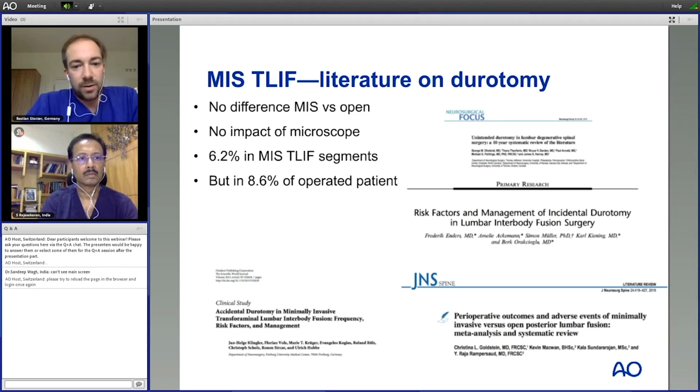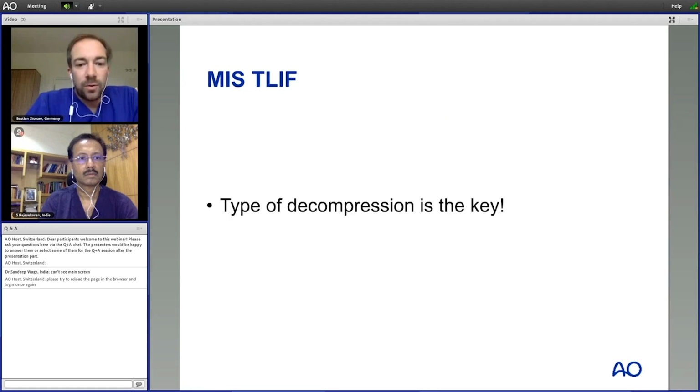That means you can mix your cases as well. So the type of decompression is the key. That means sometimes we see, like we saw before in screw positioning, dural leakage, but that's really seldom. So it depends on the decompression you do, and in an MIS TLIF you can do different techniques.